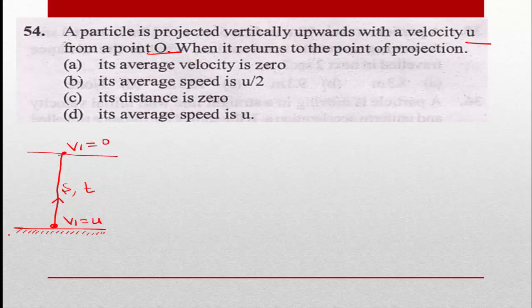When it returns to the point of projection, we have to calculate that value. Total displacement is 0, because the body starts its journey and finally reaches the same point, and total displacement is 0, hence its average velocity is also 0.